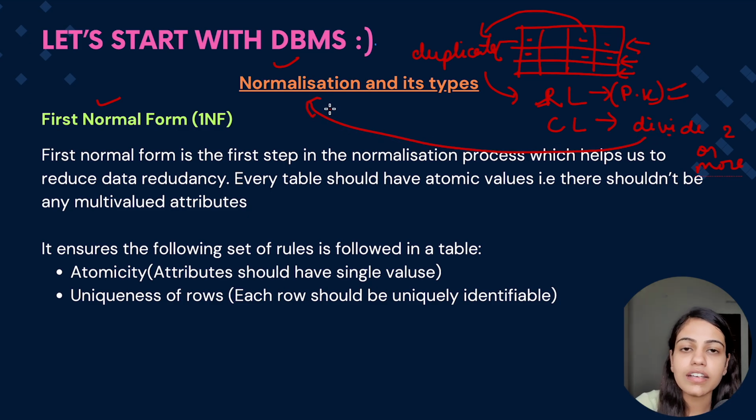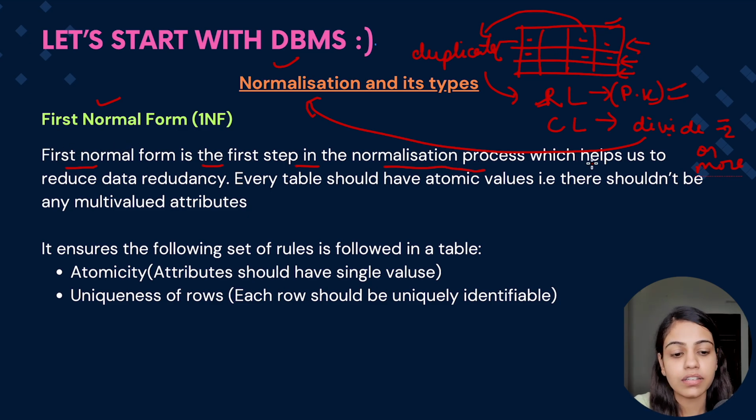So normalization is basically division of a given table into two or more subtables so that we can reduce the data duplicacy, or you can say data redundancy, and also maintain the data consistency along all the tables. Now coming to the first normal form. So first normal form is the first step in the normalization process which helps us to reduce the data redundancy. As I told, normalization is often used to reduce the data redundancy, or you can say data duplicacy, and first normal form is the first step in the normalization process which helps us to achieve that.